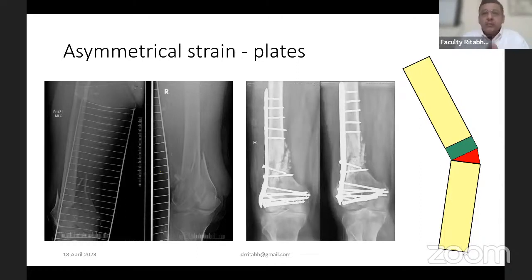So bone may form there because the deformation is much less. But on the opposite side, where the strain is higher, there is no bone formation, there is granulation tissue formation. And that's how the implant, on cyclical loading, starts bending and deforming.